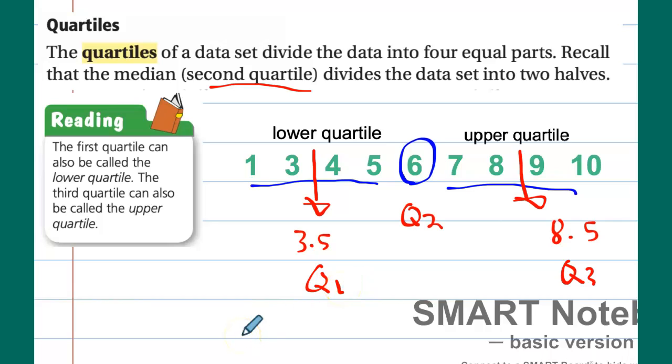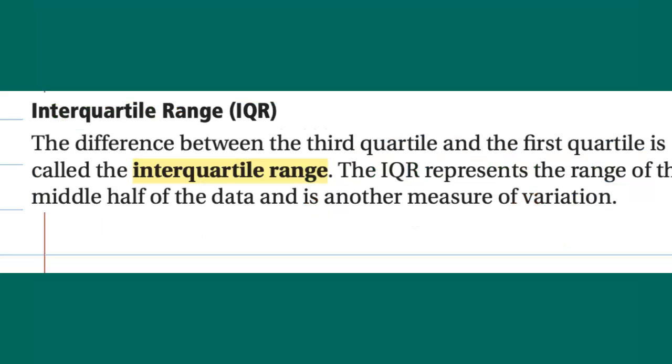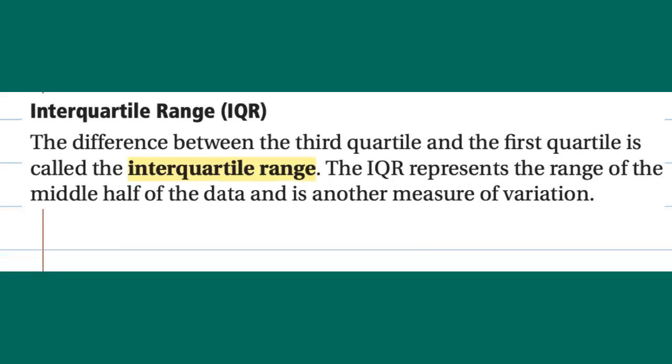Let's look for the next one. The first quartile can also be called the lower quartile. The third quartile can also be called the upper quartile. Actually, others are calling them the lower half and upper half. We could also do that. The next measure of variation that we have is the interquartile range, or IQR. The difference between the third quartile and the first quartile is called the interquartile range. The IQR represents the range of the middle half of the data and is another measure of variation.